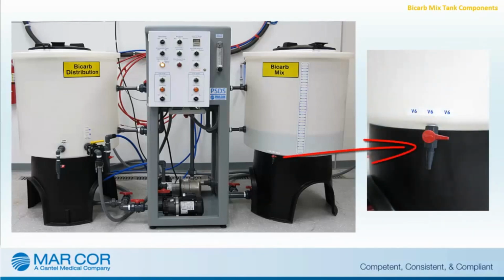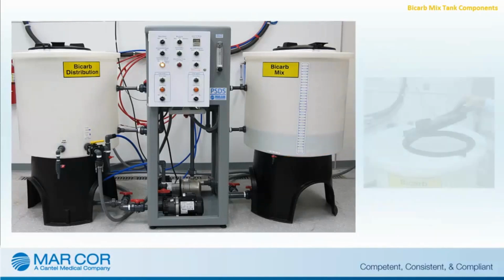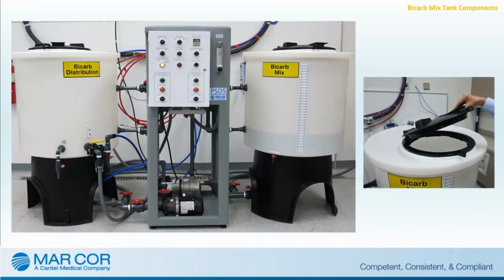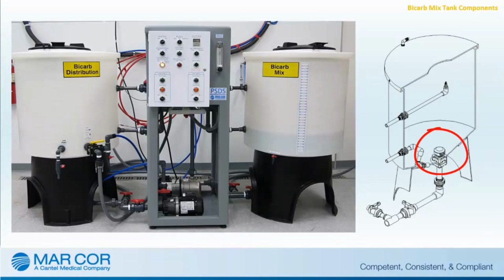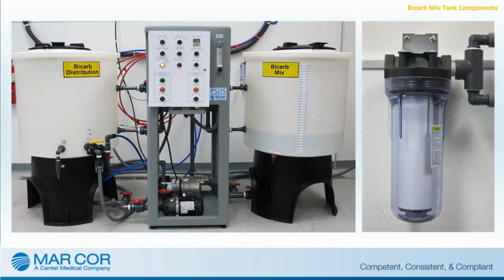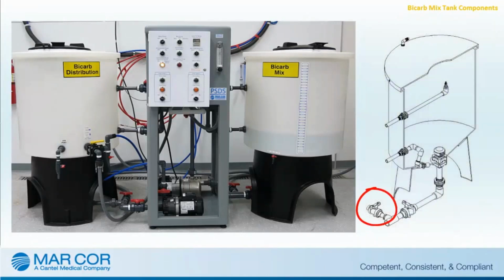A sampling port is located at the bottom of the mix tank for testing and sampling purposes. A hinged cover with an O-ring seal is provided on the top of the mix tank for easy access and secure closure. A mix nozzle is located at the bottom of the mix tank to aid in the mixing of powdered bicarb. A carbon vent filter connected to the top of the mix tank and distribution tank inhibits dust or other debris from entering the system. A drain valve is provided to allow discharge of unused solution or rinse water.